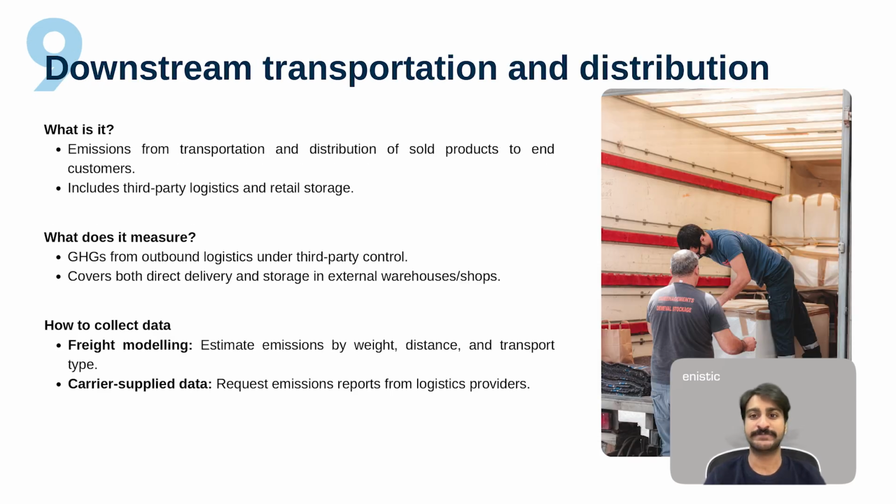Next, we have downstream transportation and distribution. And similar to section 4, upstream, these are emissions from transportation and distribution of sold products to your end customers, including third-party logistics and retail storage. It calculates the greenhouse gas emissions from outbound logistics under third-party control. You calculate this in a very similar way. You estimate the emissions by weight, distance, and transport type. And if you're using a freight provider or a logistics provider, you can use carrier-supplied data, especially if your goods are traveling in 3 or 4 main routes.